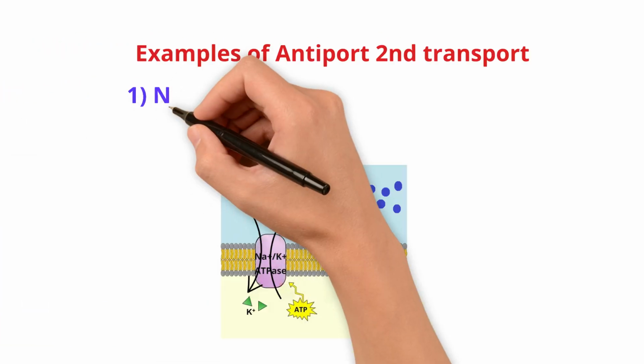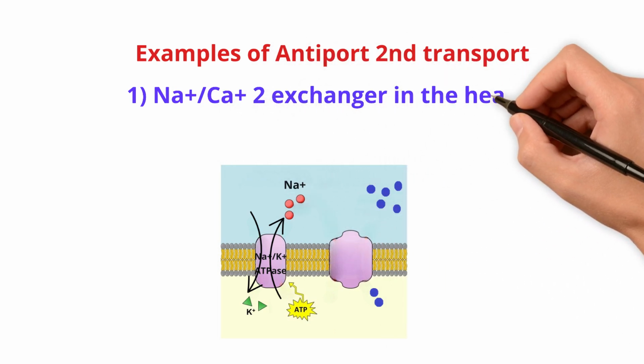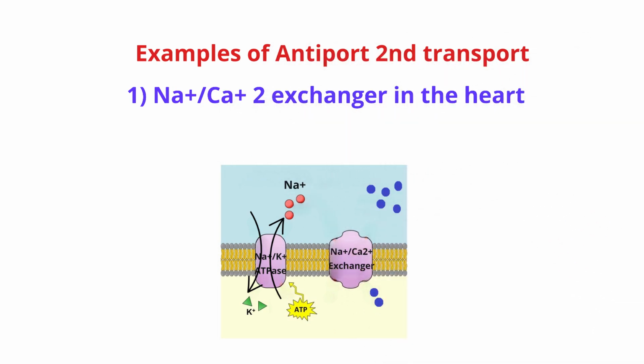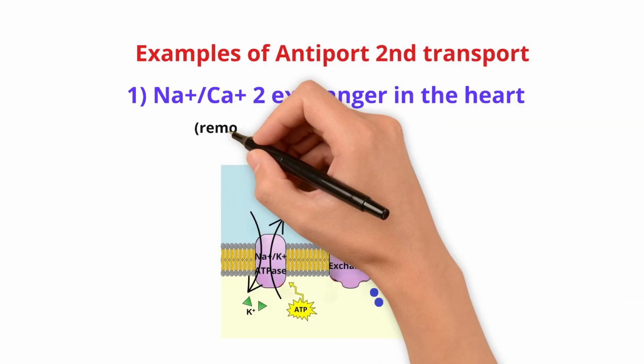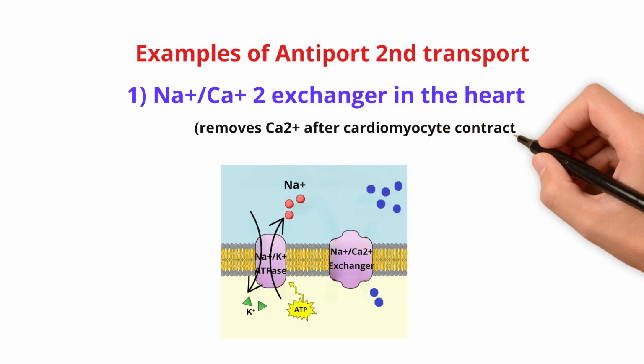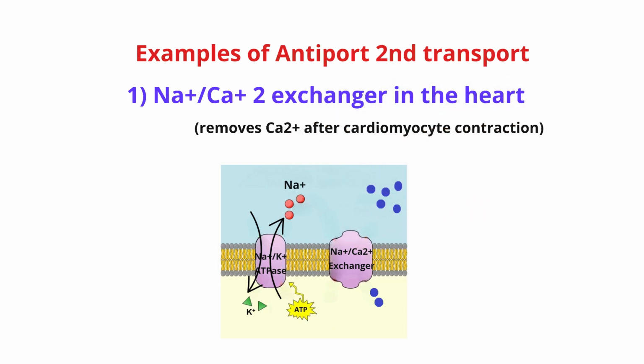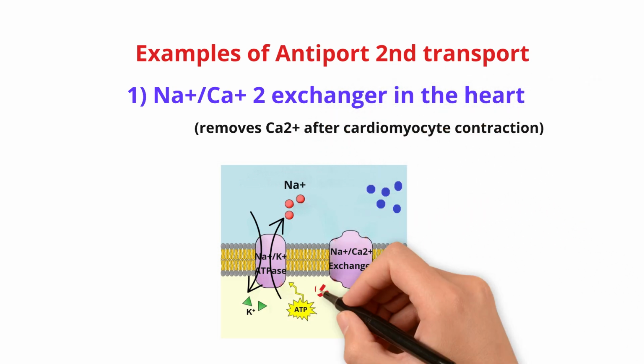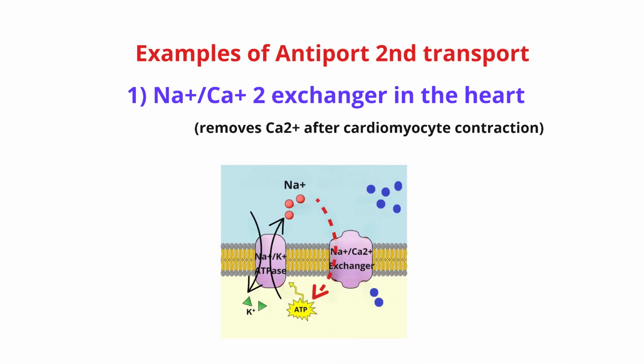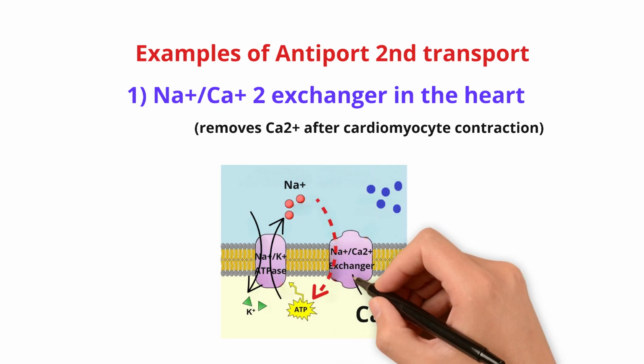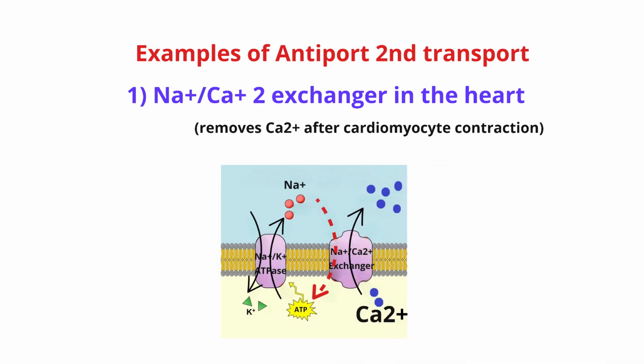On the other hand, a good example of antiport active transport is the sodium-calcium exchanger in heart cells, which restores intracellular calcium levels after myocyte contraction. This exchanger also uses potential energy of sodium back in flow after active transport to remove calcium out of the cardiomyocyte.